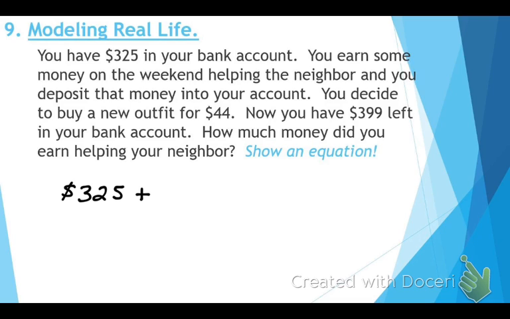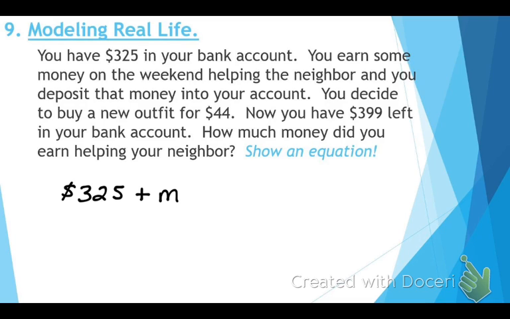Because I don't know how much money I earned, I'm going to put a variable. So I'm going to add that amount of money. I just did M for money. You could put X or Y or whatever one you want. You earned that money by helping your neighbor, and you deposit that in your account. So we added it together. Then you decide to go out and buy a new outfit for $44. What should I do with that $44?